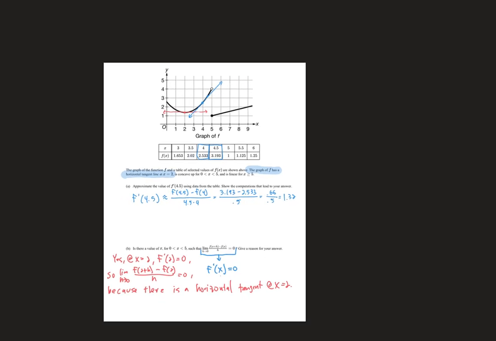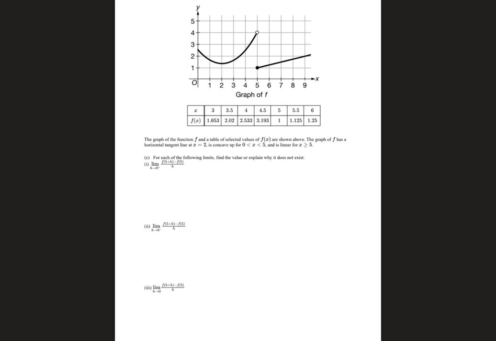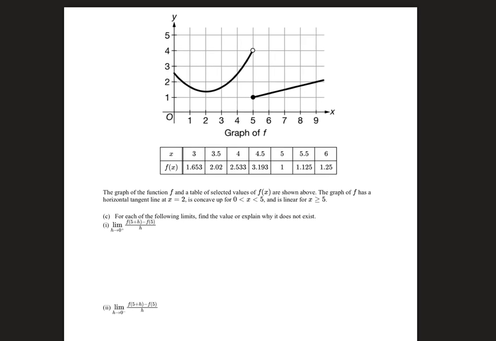Okay, last part. Let's see. Okay, last part here. They say part C: for each of the following limits, find the value or explain why it doesn't exist. Okay, so let's do that.